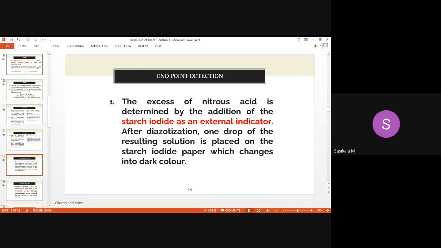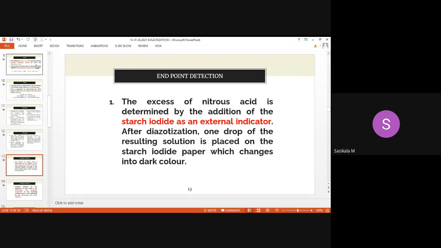Once all the diazonium salt has been formed from the primary aromatic amine, only nitrous acid is left over. This nitrous acid will react with iodide present in the starch iodide paper and convert it to iodine. That means an oxidation process occurs there that converts iodide to iodine. This oxidized iodine reacts with the starch present in the starch iodide paper and is converted to blue color. So the formation of this blue color indicates the end point of the titration.